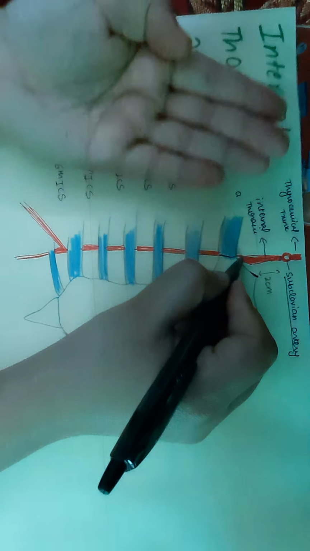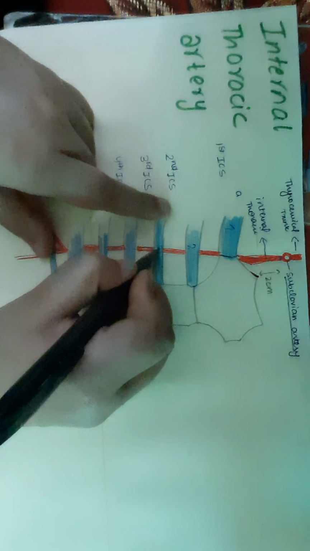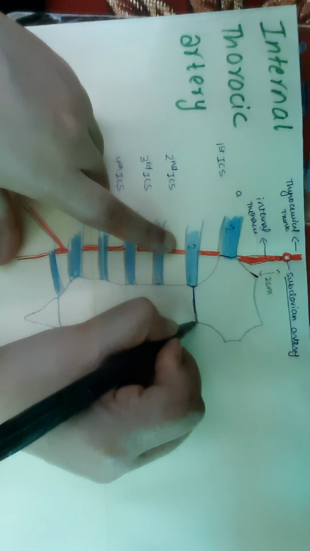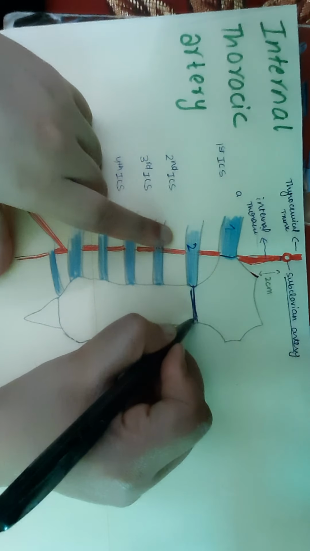Now it's going to be posterior, so it's going to be behind. This is the first rib, then the second rib, this is the third rib, and that's how it continues, right? And you know this is the sternal angle. The sternal angle is at the level of the second rib. So wherever you have the sternal angle, you have the second rib. It's a secondary cartilaginous joint.